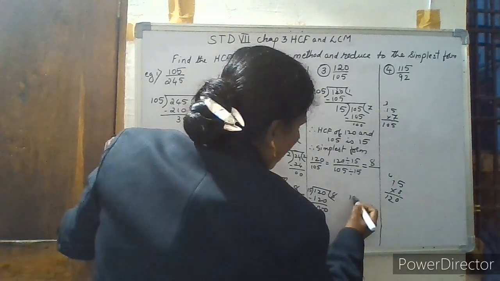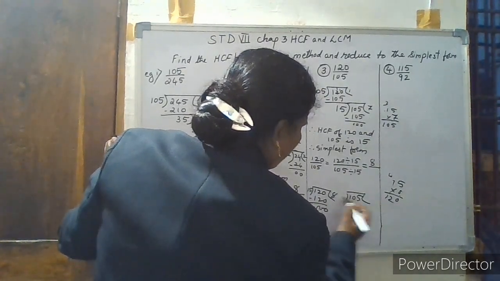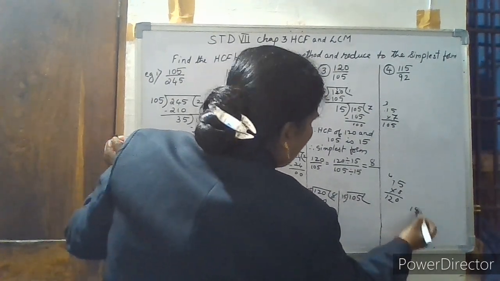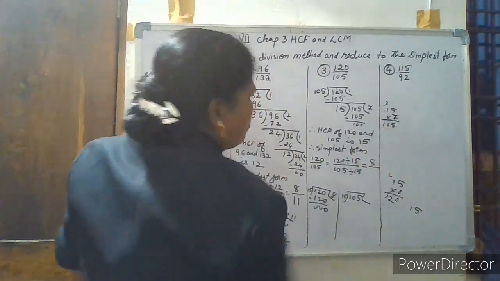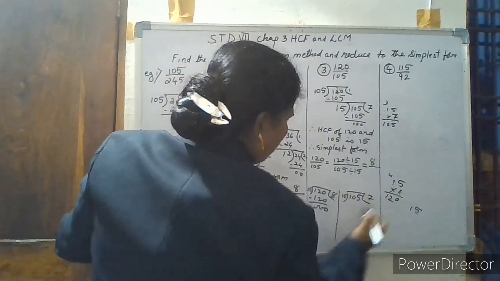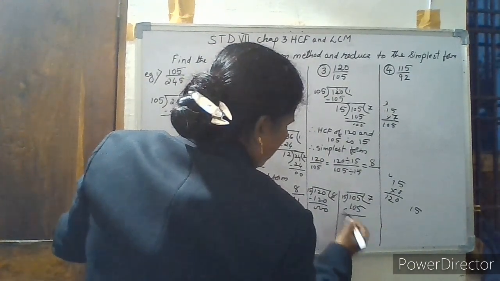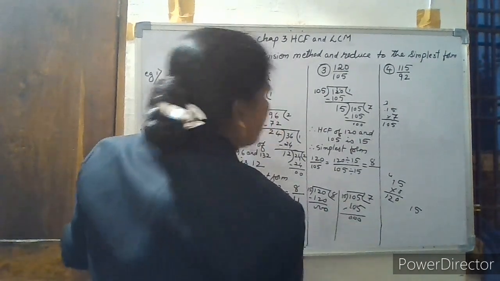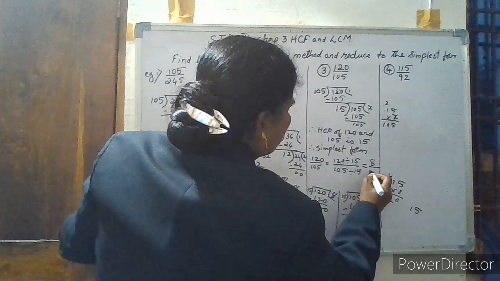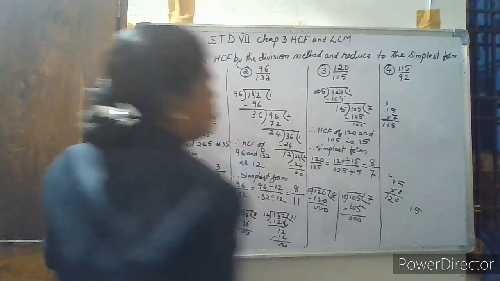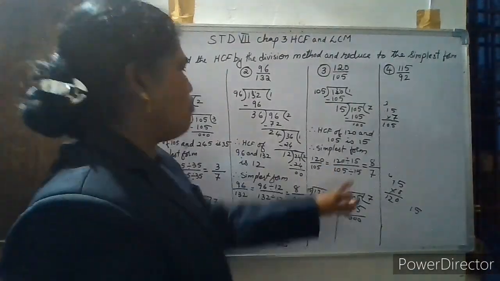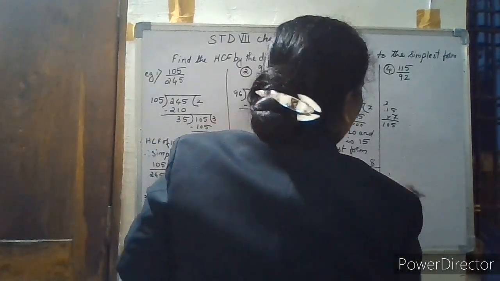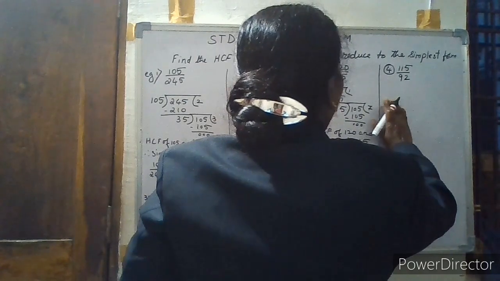Now 105 divided by 15, you do. Again, 15 how many times? 15 sevens we have seen, it's 105. 15 sevens is 105, minus, 0 0. Therefore here 7. So 8 by 7 is the simplest form of 120 by 105. Next question.